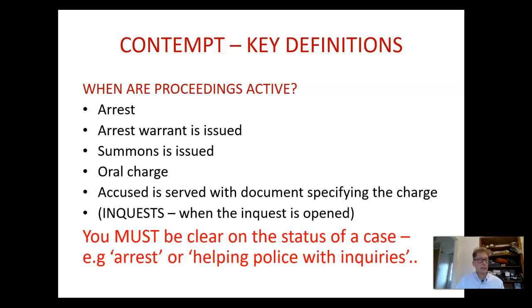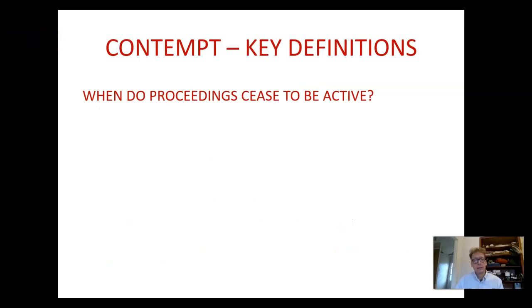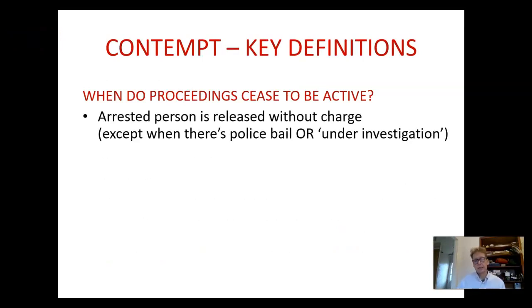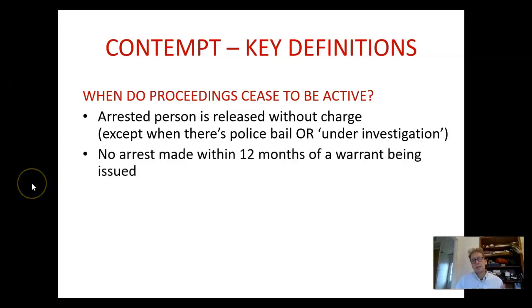Has someone been released? Because obviously there's a point where proceedings cease to be active. If an arrested person is released without charge, then proceedings cease to be active, so you can start saying more. But be careful: if they're released on police bail or what they call under investigation, then the proceedings are still said to be active. So again, you need to continue being really careful during that period. If no arrest is made within 12 months of a warrant being issued, it expires basically, and then you can go back to being able to report what you want within the bounds of the restrictions from other areas of law. You'll already know about defamation. That creates certain other restrictions that we need to be careful about: damaging people's reputations, and being able to prove what we say is true.